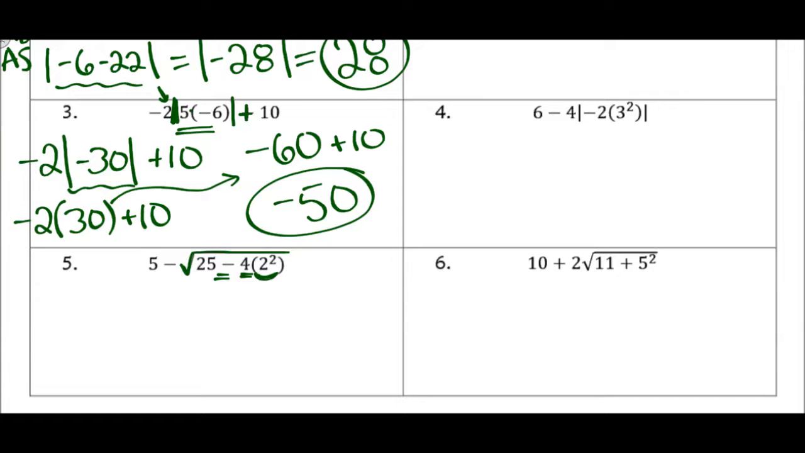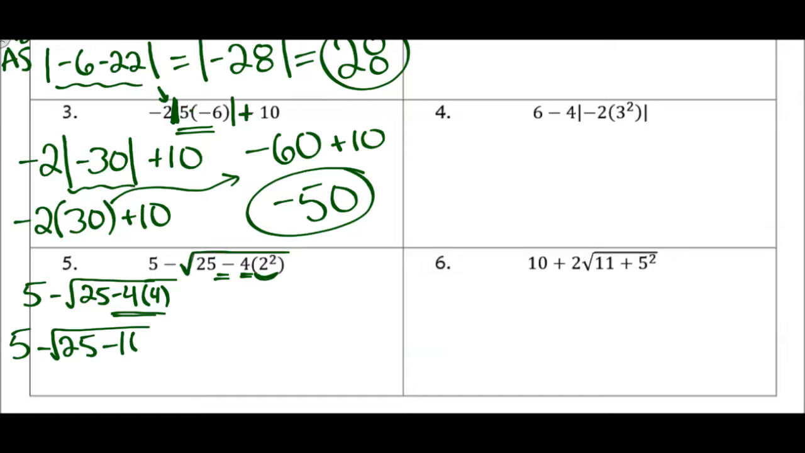I have to do the exponent inside of there. I have to figure out what's inside of the parentheses first. So I have 5 minus the square root of 25 minus 4 times 4. 2 squared is really just 2 times 2, so that's 4. Now I can do the multiplication. That's going to give me -16, so I have 5 minus the square root of 25 minus 16. Still have to finish inside of there, so 25 minus 16 is 9.